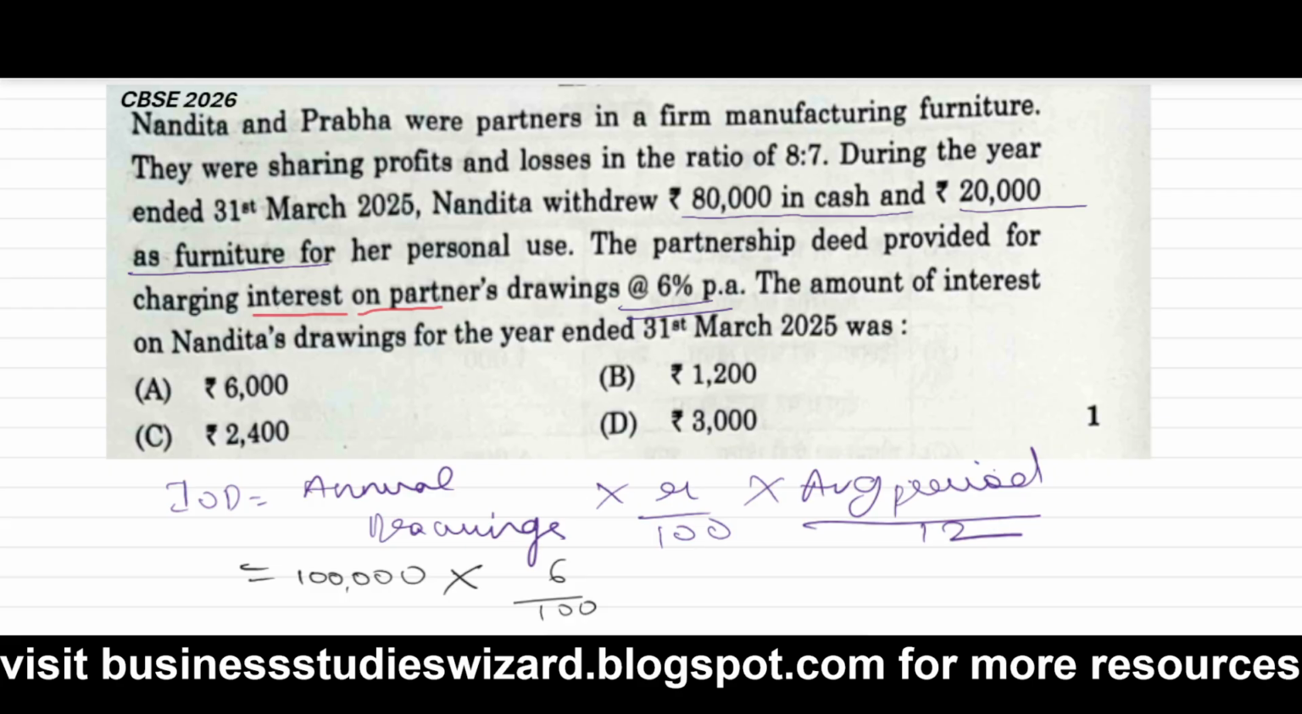In this case, nothing is mentioned about average period. So we'll take it to be 6 by 12. If the question is silent on the average period of drawings, interest is calculated on average period of 6 months. So on solving, we get 3000. Option D is the correct answer.